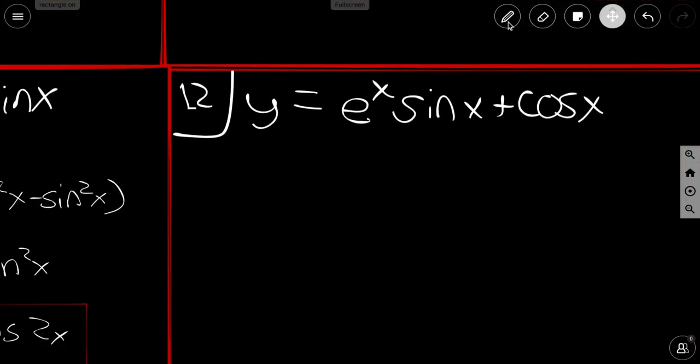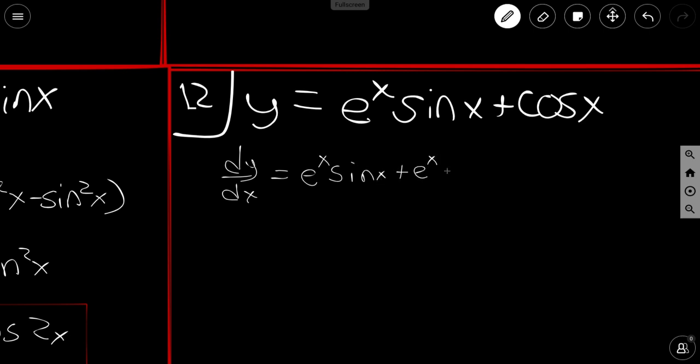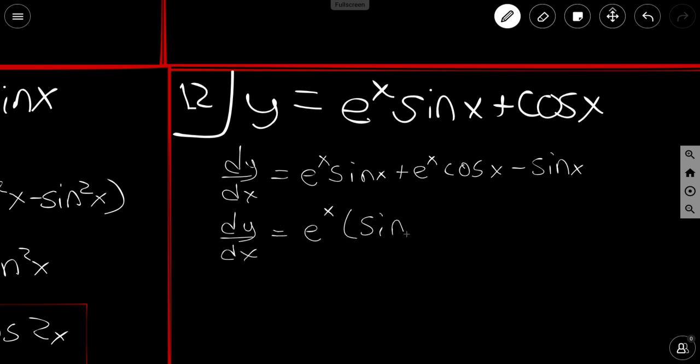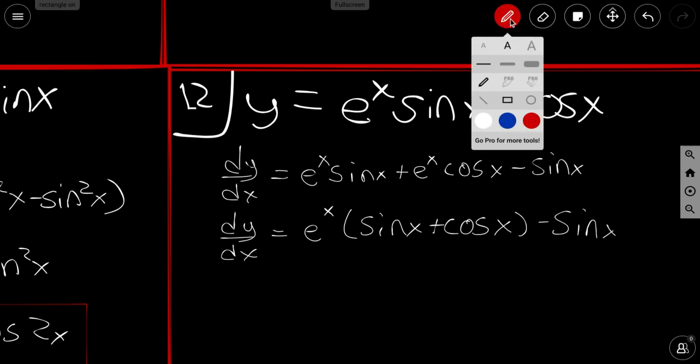All right, moving on. So then it's going to be e to the x sine x plus e to the x cosine x minus sine x. And that's our answer right there.